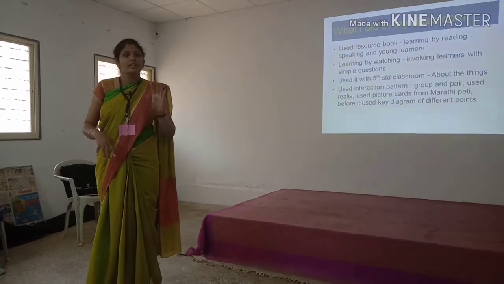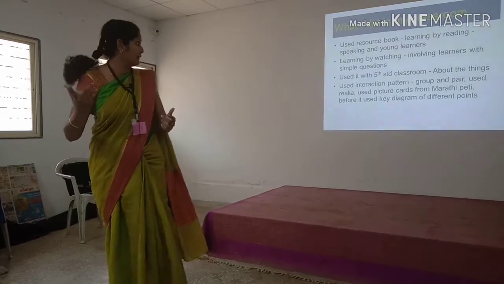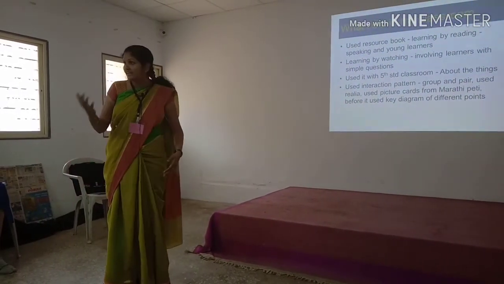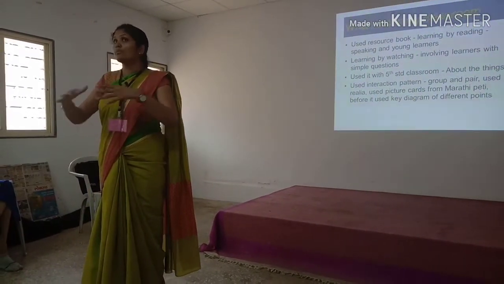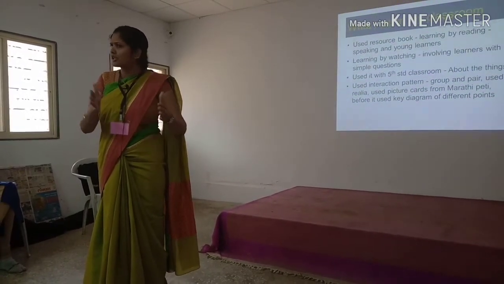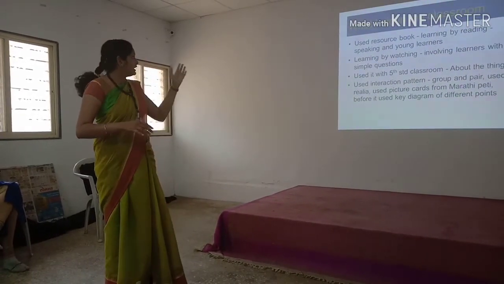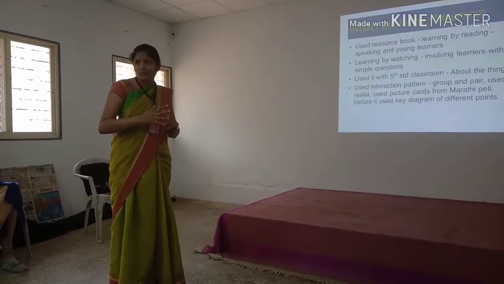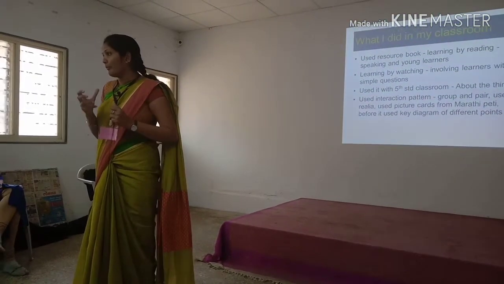We all know that there are 4 sections in our resource book, and 2 of them are learning by reading and learning by watching. In learning by reading, the 7th topic is speaking and young learners. In that topic they describe that if you want your students to speak up, give them a proper reason, and use some interaction patterns such as pair work and group discussion. So I use this technique. And in learning by watching, the first topic, we all know, is involving learners with a simple question. All those topics helped me to develop the describing skill among my students.